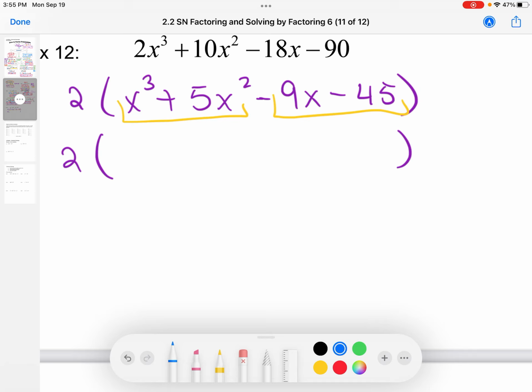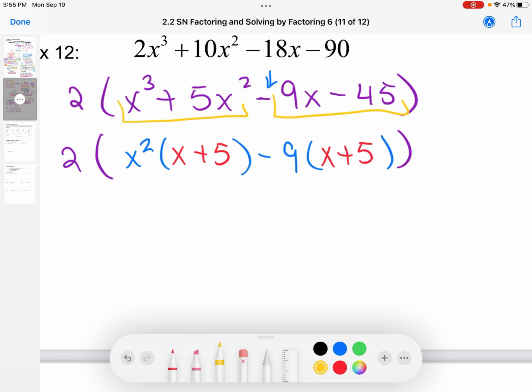So that 2 is still hanging out on the outside. We can't forget about it. Look at that first group. Its greatest common factor will be x squared. Factor that out. X to the third divided by x squared is x. 5x squared divided by x squared is plus 5. Bring down the sign in the middle of the groups. That's a minus. Minus 9x minus 45 has a greatest common factor of 9. Negative 9x divided by negative 9 is x. Negative 45 divided by negative 9 is plus 5.